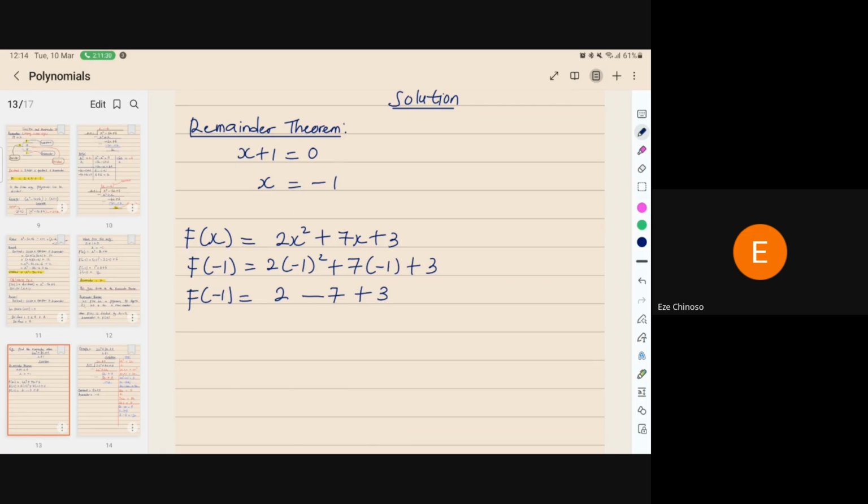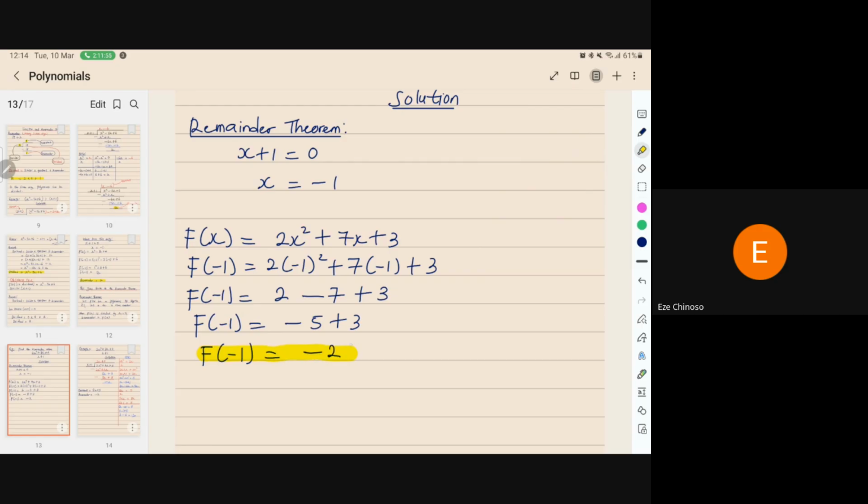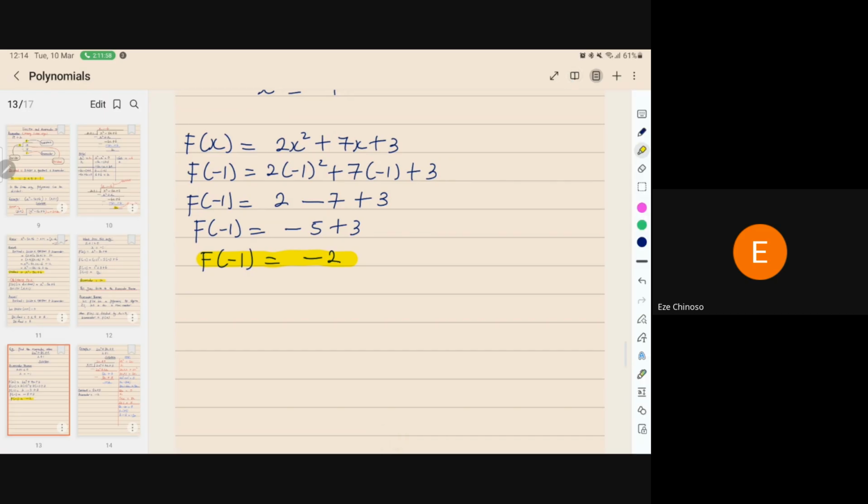So now, that said, we have that f of minus 1 is equal to 2 minus 7, which is minus 5, plus 3. So f of minus 1 is equal to what? Minus 2. So what does it tell you? It tells you that the remainder is minus 2. So it means that f of a equals your remainder.